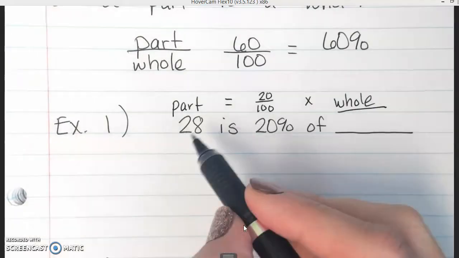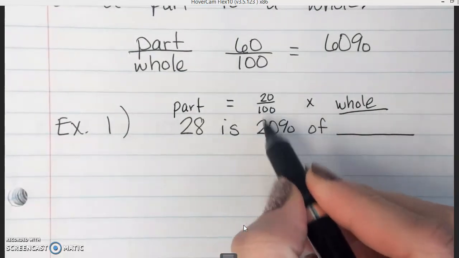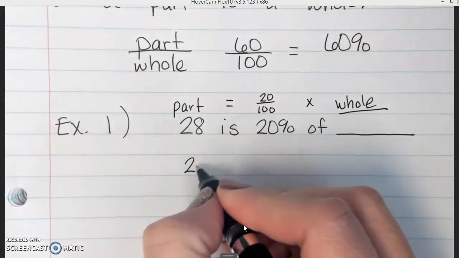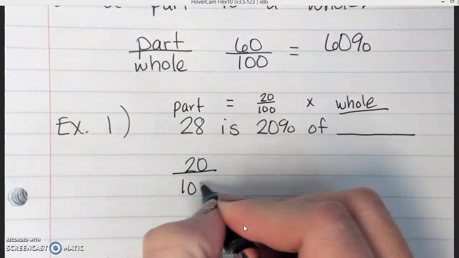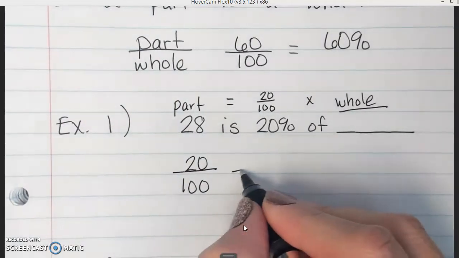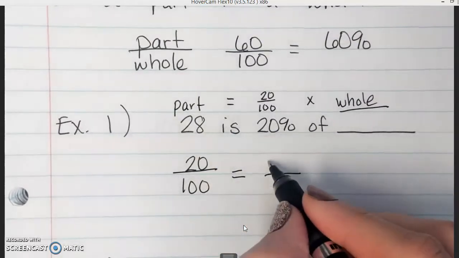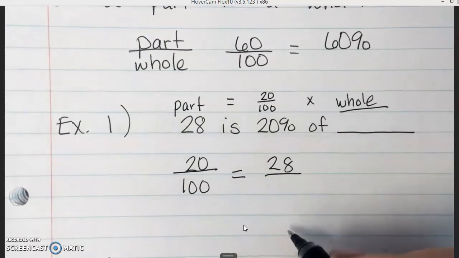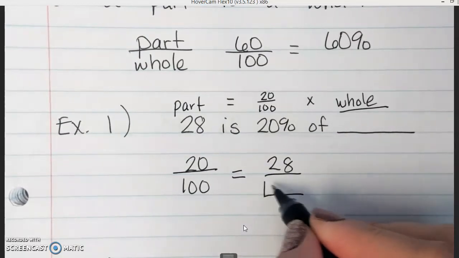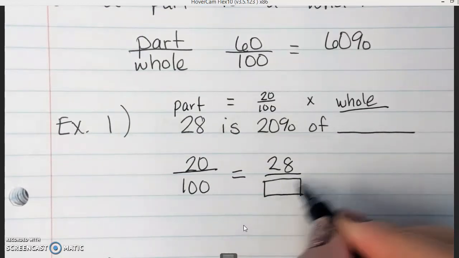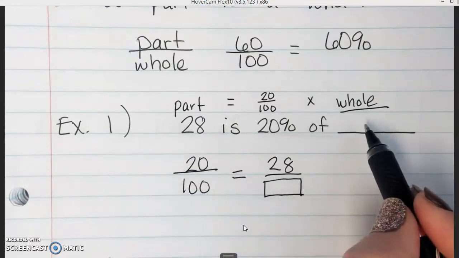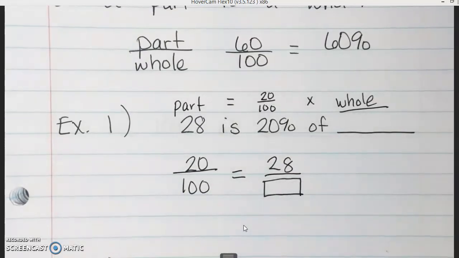The main thing we're going to do is take this 20% as a ratio and write it as 20 over 100 and set that equal to another ratio that would give me the part on top and the whole on the bottom. I just put a box there because we don't know what the whole is. Does that make sense so far? Okay, so think part to whole.